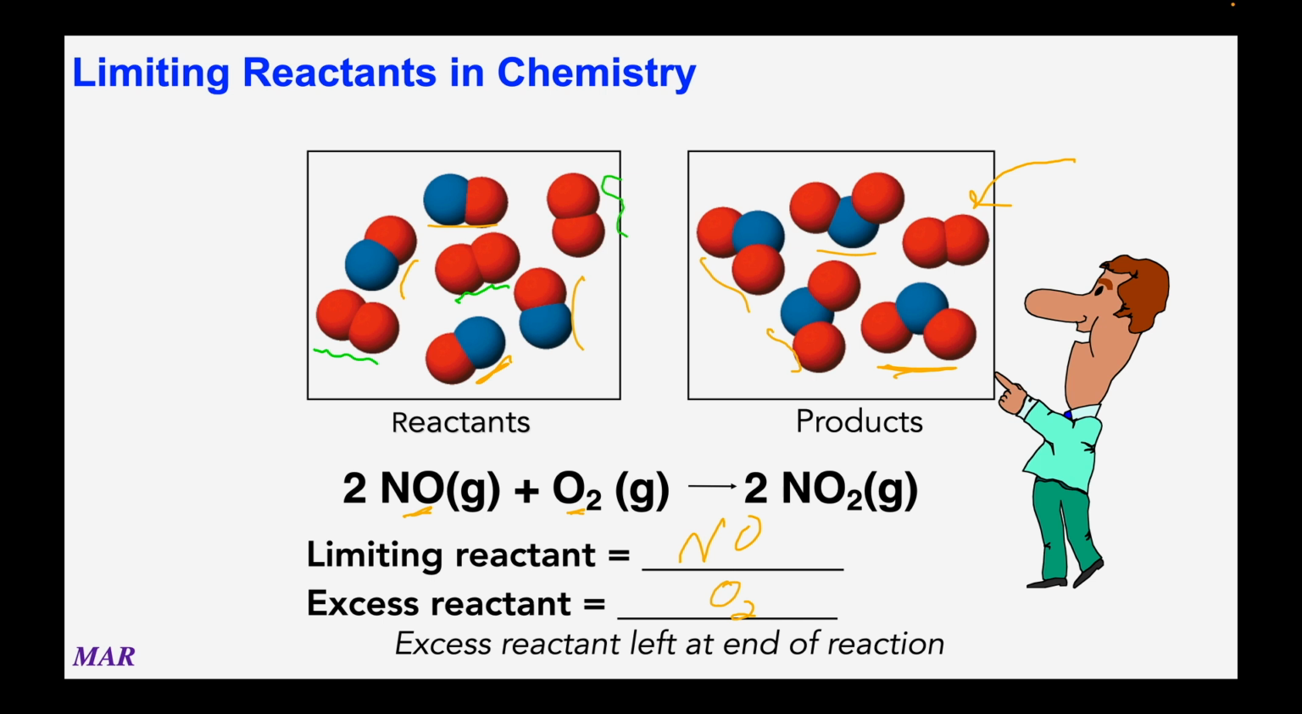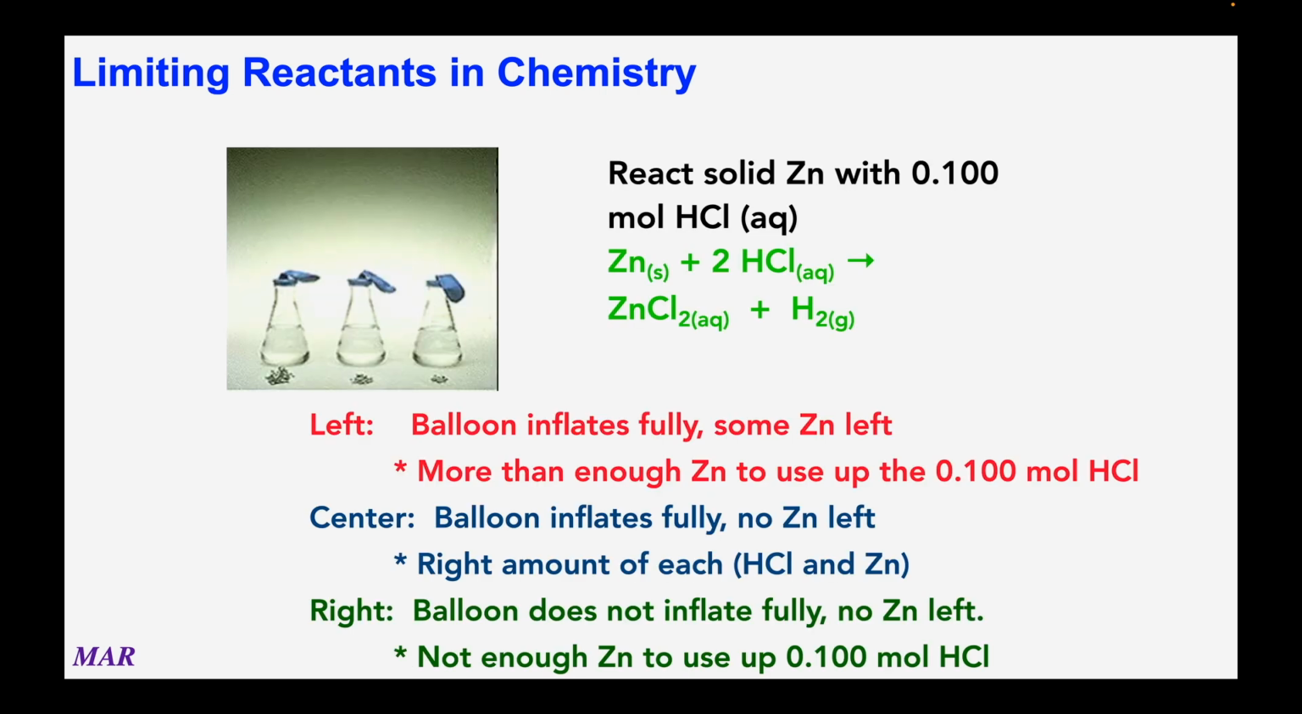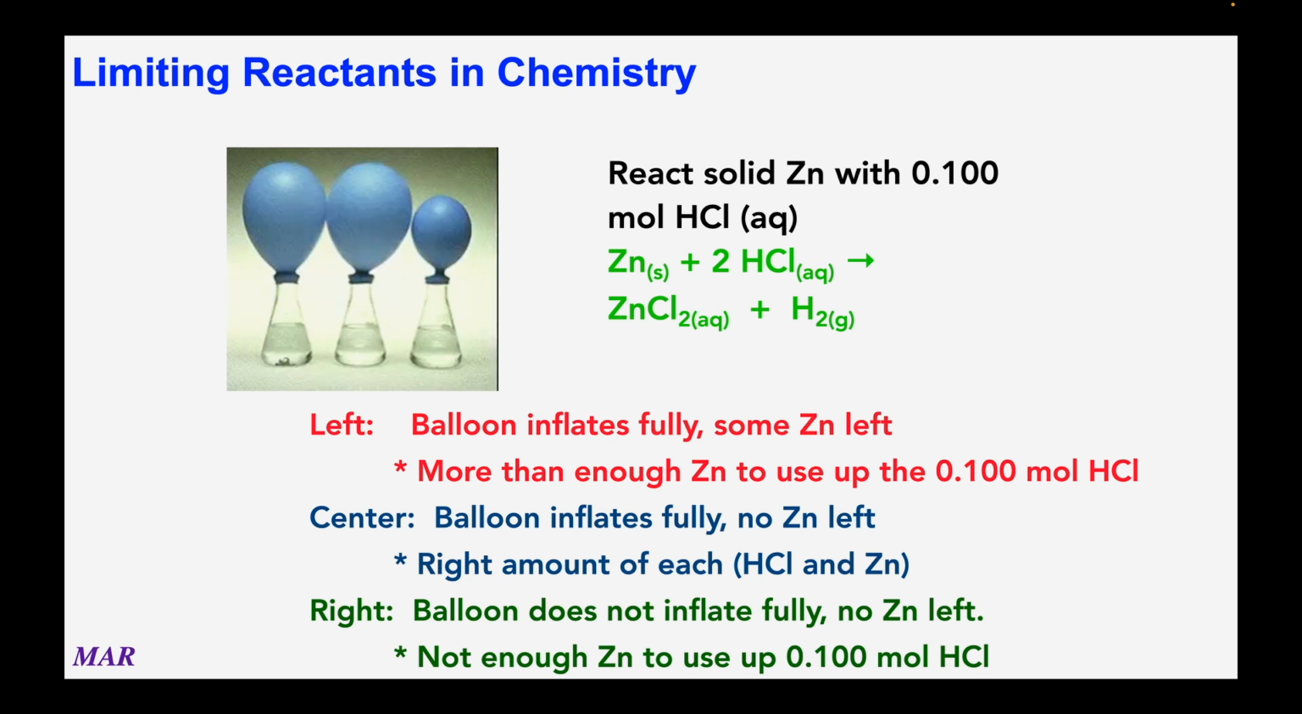And whatever else you had, in this case NO, it's no longer present at the end, that's going to be your limiting reactant. So you can look at it visually to see what's going on. For this demonstration, we put 3 different amounts of zinc into the same amount of hydrochloric acid. At the end of the reaction, there is still some zinc remaining in the flask on the left. The reaction on the right did not generate as much gas because there was an insufficient amount of zinc. In the center reaction, the balloon inflated fully and all the zinc was consumed.